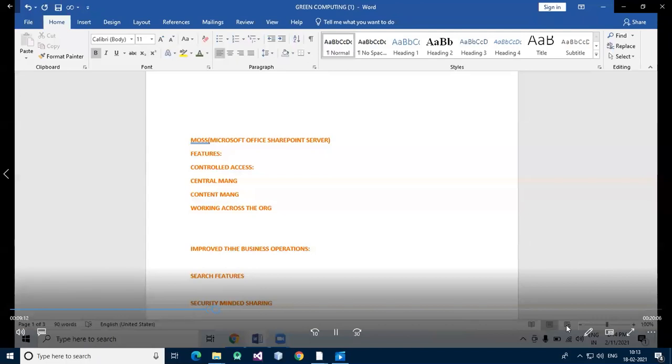And security minded sharing: this feature allows sharing of information that one actually wants to share. For example, Excel Services running on Microsoft Office SharePoint Server allows one to share data in real time. But it is not necessary that one must share everything; a browser can be used to view interactive Excel. One can apply settings so that only required information is shared, not private information, which is not shown to others.